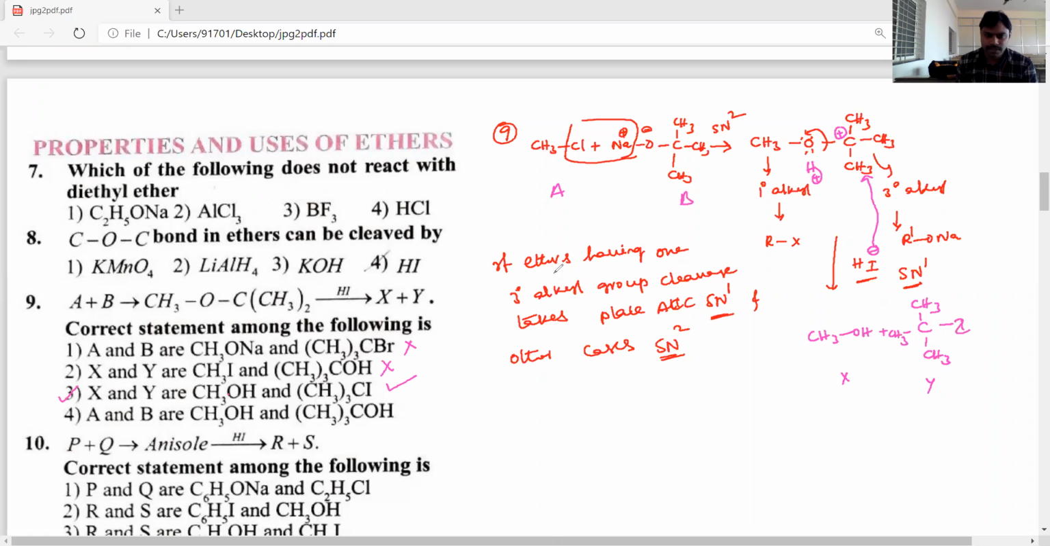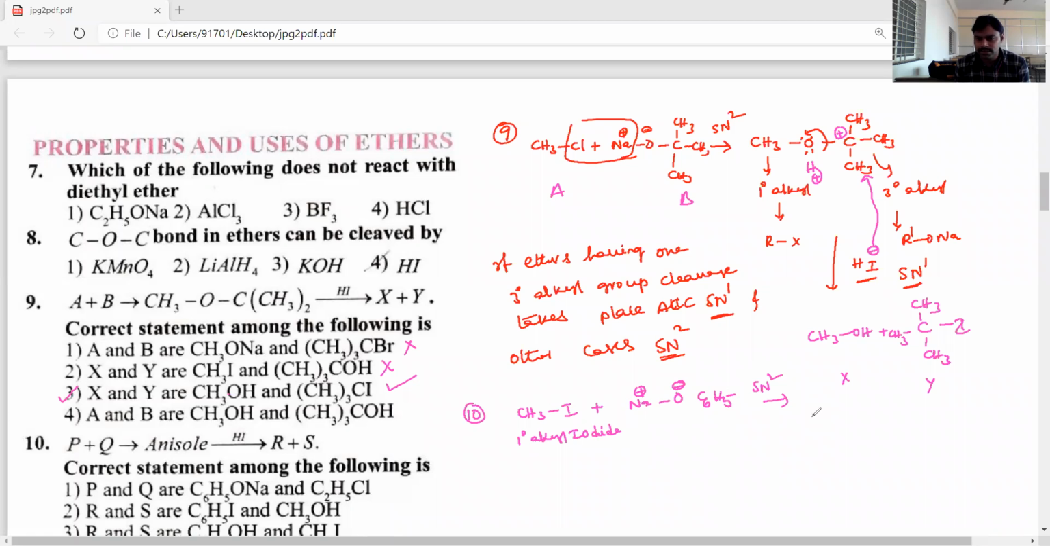Okay, let's see the 10th question, dear students. P and Q form anisole, which means anisole is possible. CH3I, methyl iodide, a primary alkyl halide, plus sodium phenoxide. Only sodium phenoxide is possible. Otherwise, a halogen attached to the benzene ring is not possible, because an aryl halide does not undergo the SN2 mechanism or nucleophilic substitution reactions.